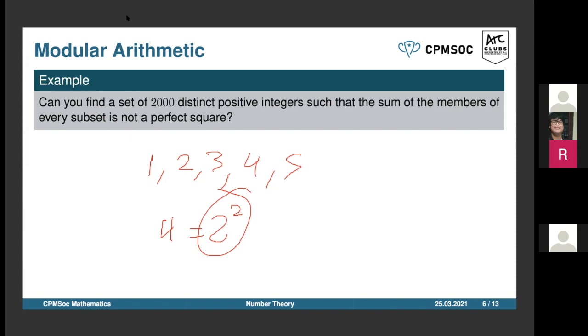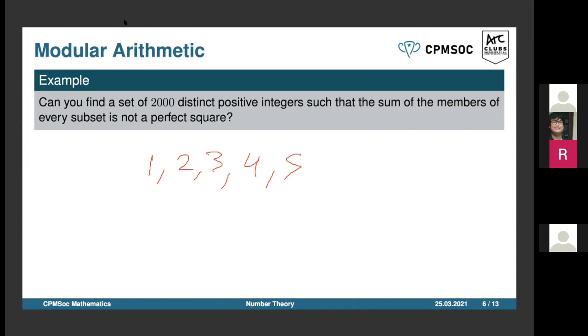So we're trying to find some set of numbers. This is 5. We're trying to find 2,000 positive integers such that no matter what you add together from them, it'll always be, say, 3 or like 5, something that isn't a perfect square. So should we give time to go through it yourself?